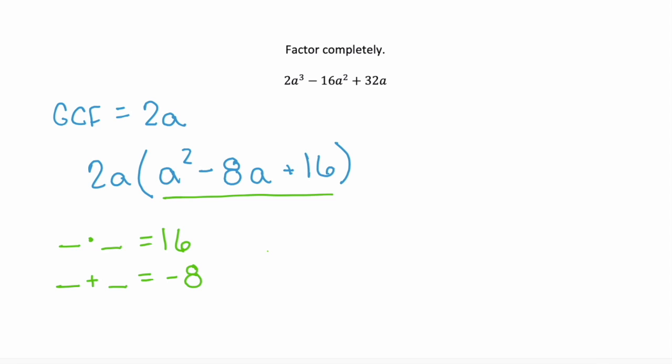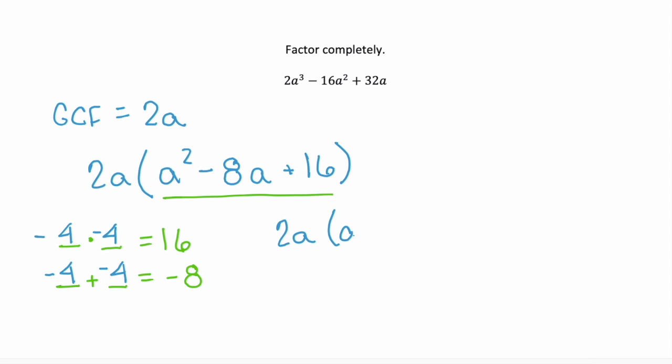And what two numbers multiply to 16? Well, 2 and 8, but that can't add to negative 8. What about 4? 4 times 4. Well, if they're both positive, they multiply to a positive 16, but if they're both positive, they add to a positive 8. So we need them to both be negative. If they're both negative, they still multiply to a positive 16, but when we add them, we get a negative 8.